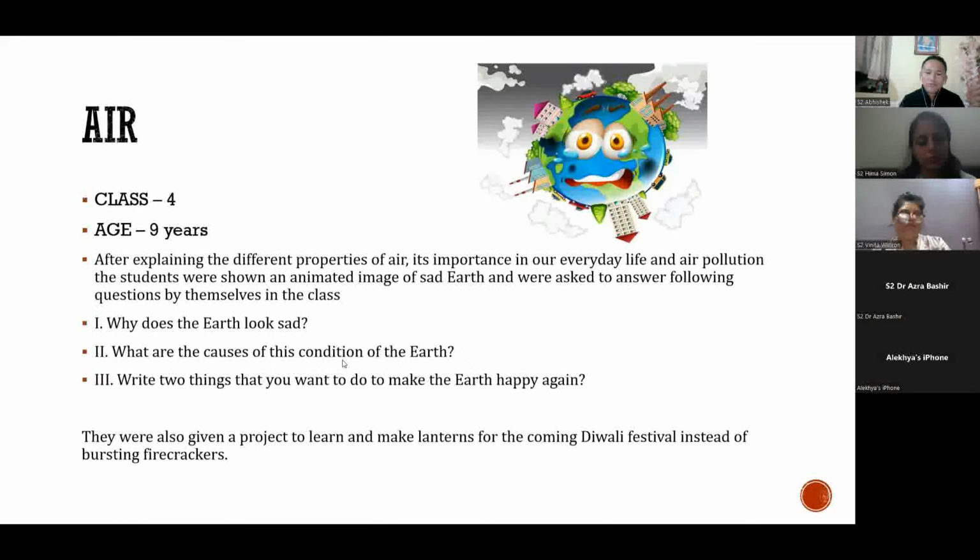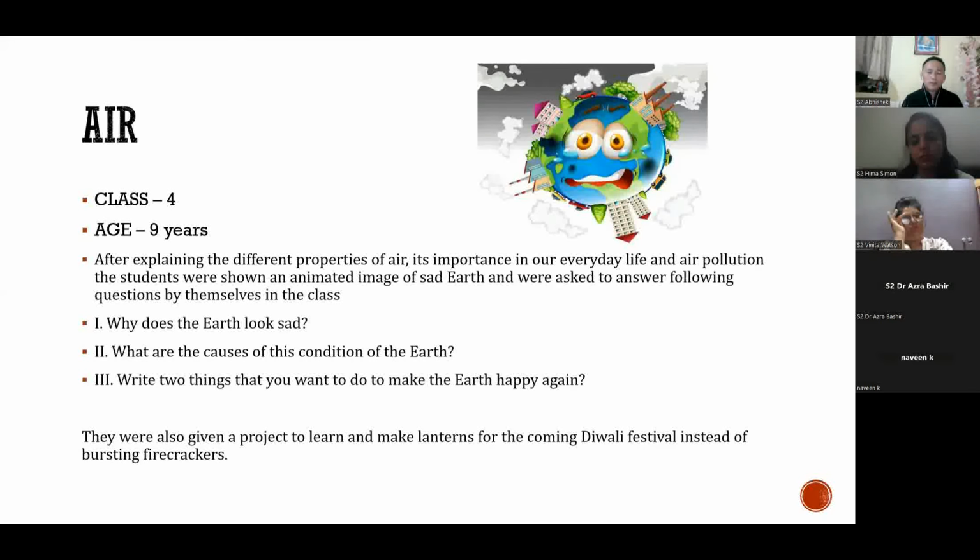What are the causes of this condition of the earth? So what is making our earth sad? Again, they will write because of our different activities. So once they know the cause of why our earth is sad and the condition of our earth, we are the ones who are responsible for that.